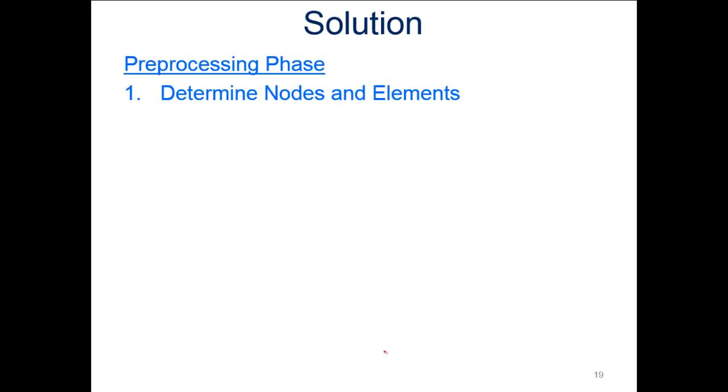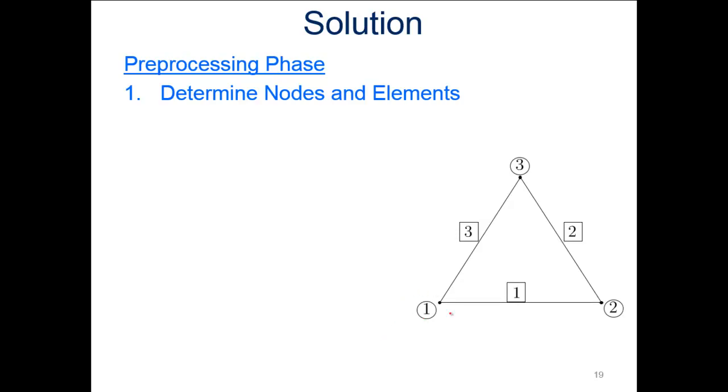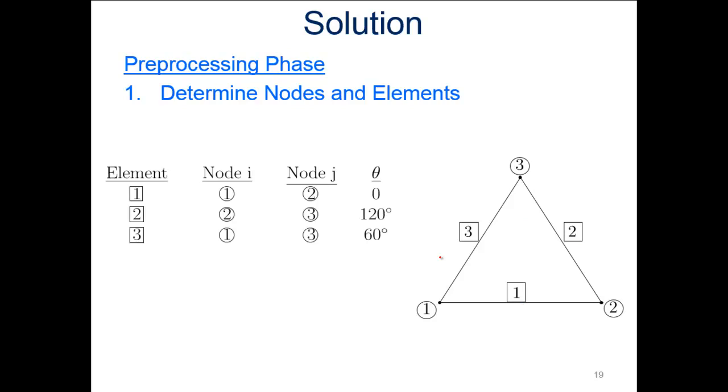Just following the solution path that we have for finding an element. First is the pre-processing phase. We need to determine what the nodes and elements are. We need to declare them up front. So we've got node 1 at the bottom left, node 2 on the right, node 3 at the top, and then elements 1, 2, and 3. And again, we have to specify very carefully how these are set up. So here's a table to show you that.